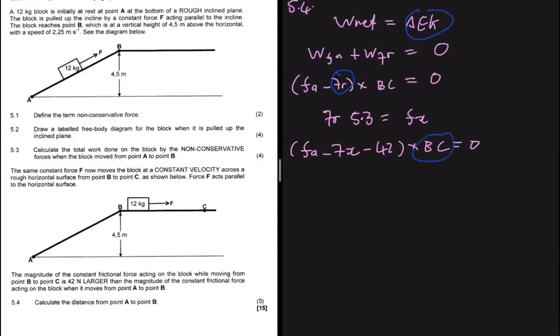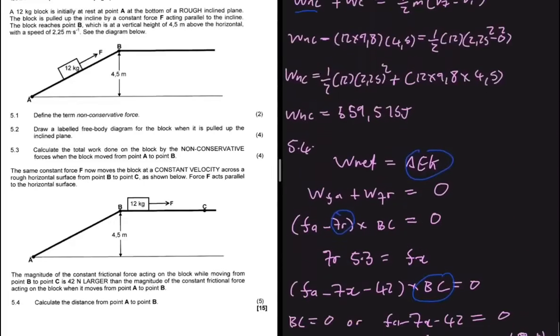Clearly from our sketch, BC is not equal to 0, but we don't even have to make that assumption. We can just say BC is equal to 0, or Fa minus Fx minus 42 is equal to 0. What am I writing? Let's be very precise. This is Fx. So Fa minus Fx is equal to 42 newtons, we know that for sure. So the applied force minus the frictional force in 5.3 is equal to 42 newtons.